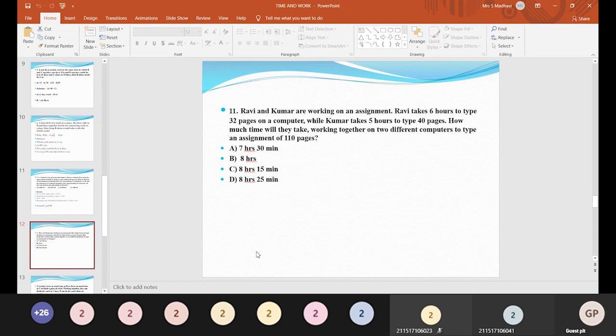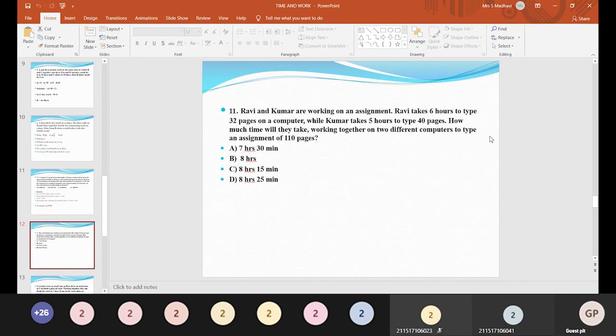See, the number of pages typed by Ravi in 1 hour. Ravi's 1 hour's work is 1 by 6, and Kumar's 1 hour's work is 1 by 5. Now 1 hour's work into the number of pages typed: 1 by 6 into 32 is 32 by 6, which is equal to 16 by 3. Right? And Kumar's 1 hour's work is 1 by 5 into the number of pages, 40. So 40 divided by 5 is equal to 8.